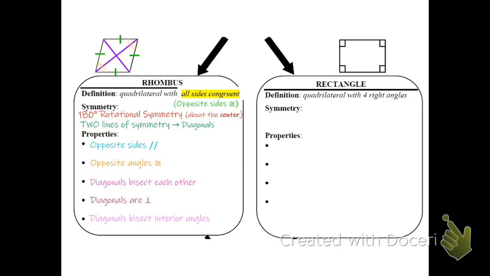Lastly, the rhombus has diagonals that bisect the interior angles. So if we look at where the diagonals are, we'll see that we mark it with those little arcs showing that the angles have been bisected. That means cut in half equally.